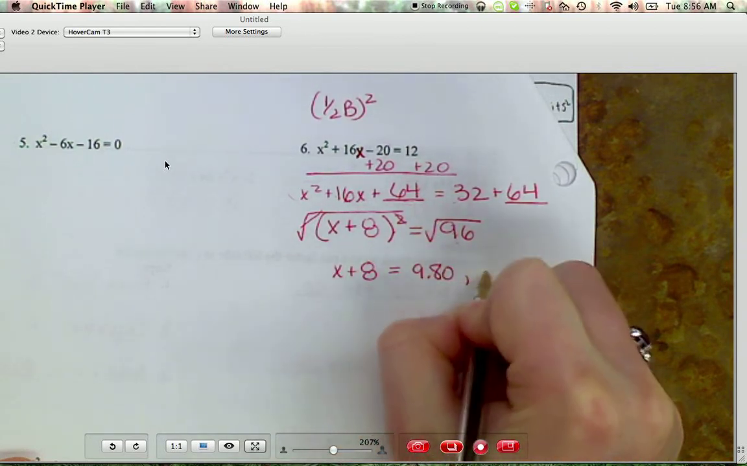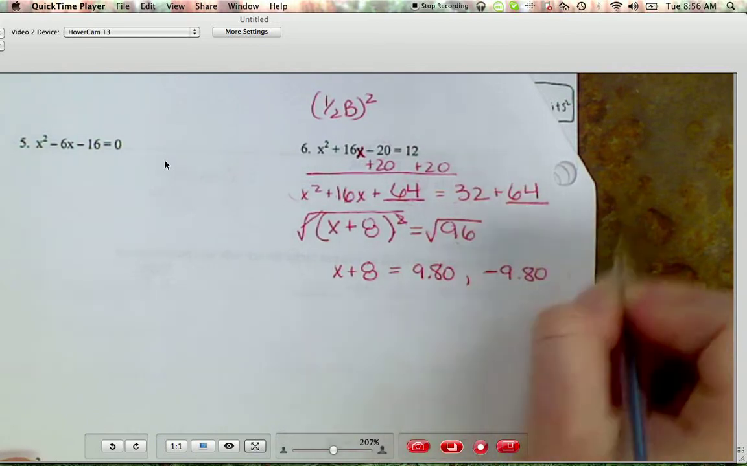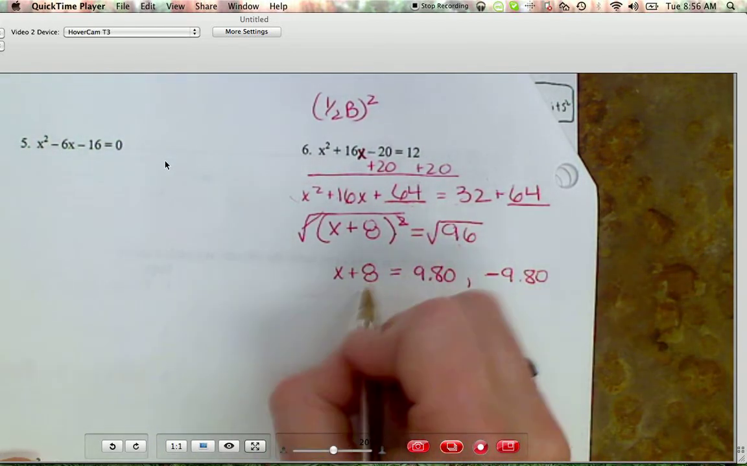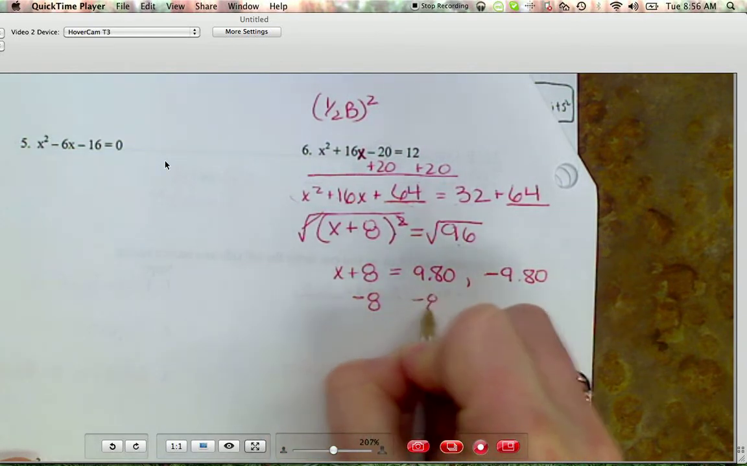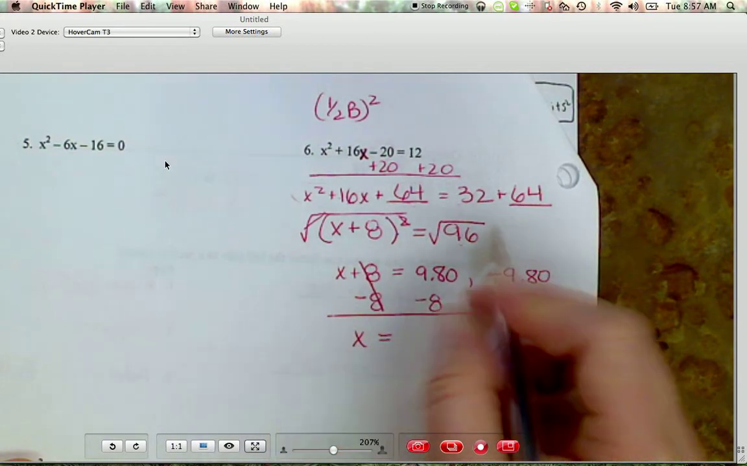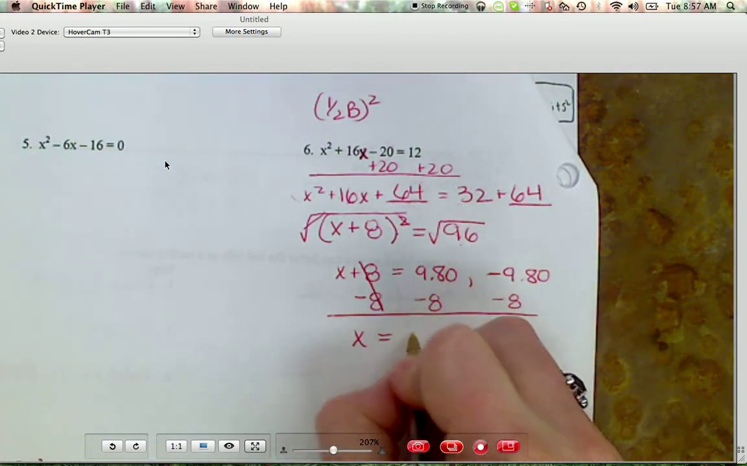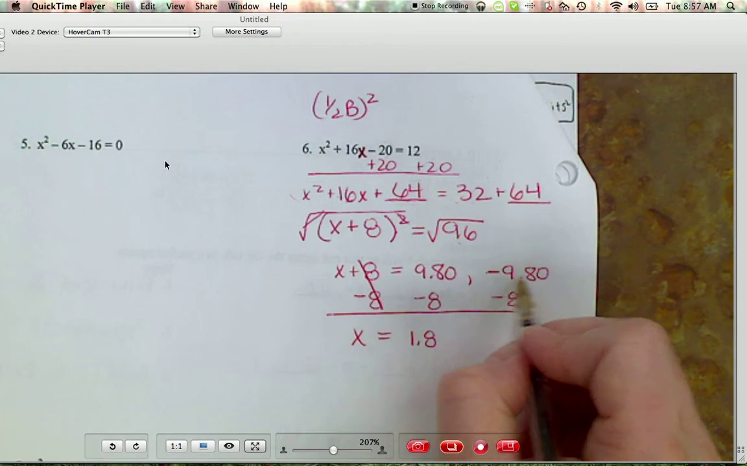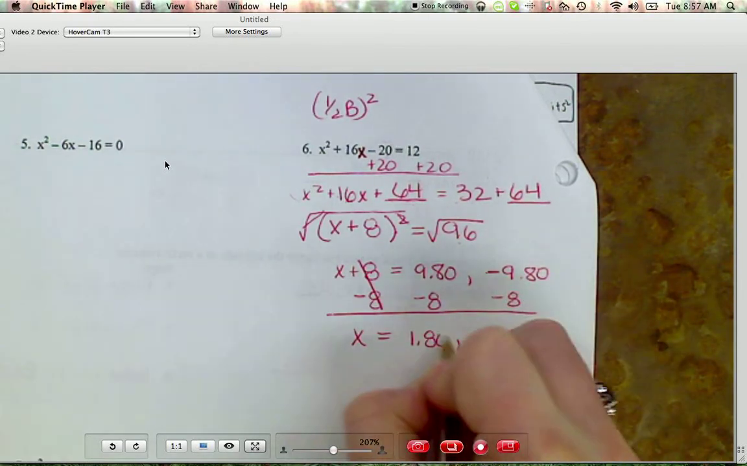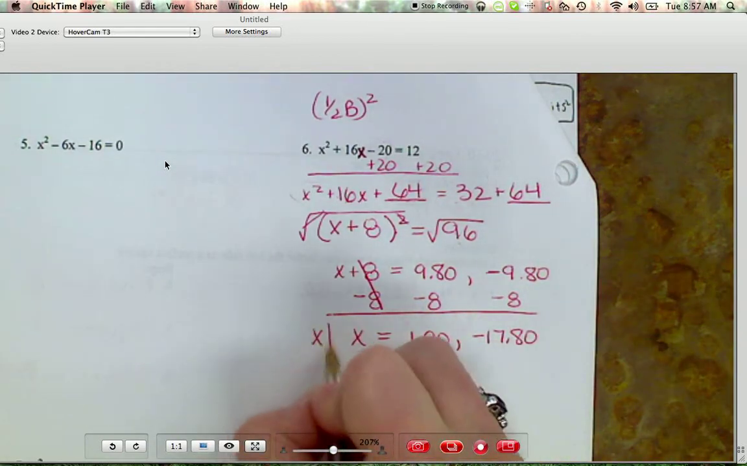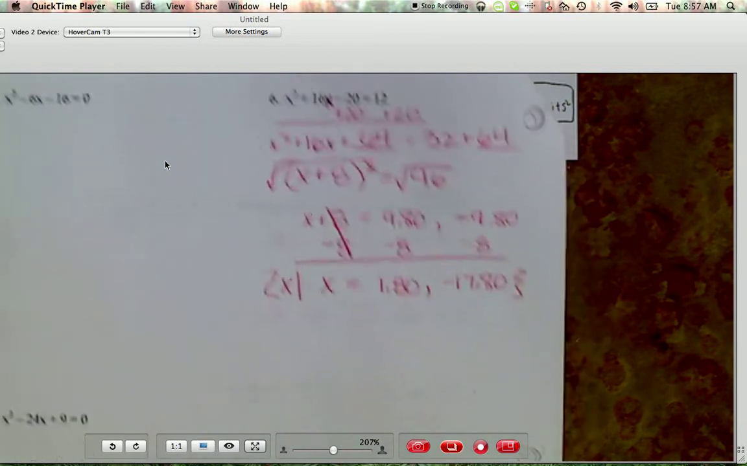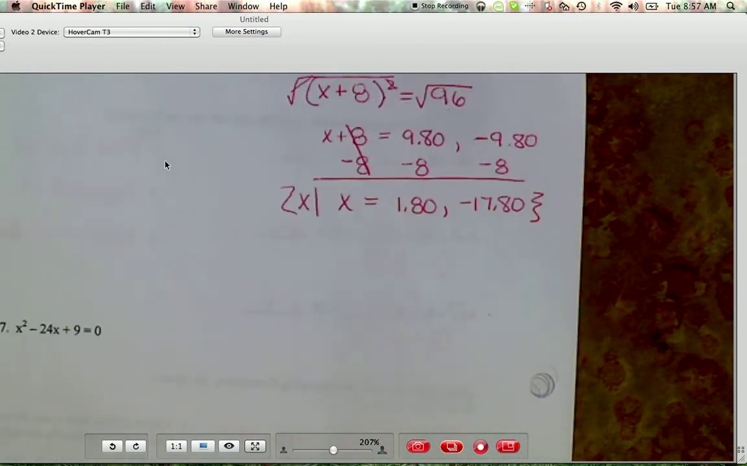9.80 and negative 9.80. We want to solve for x, so just like we did before, subtract 8 here, subtract 8 from this guy, subtract 8 from this guy. These drop out. 9.8 minus 8 is 1.8. And negative 9.8 minus 8 is negative 17.80, if you want to put the 0 in there. So x equals 1.80 and negative 17.80.